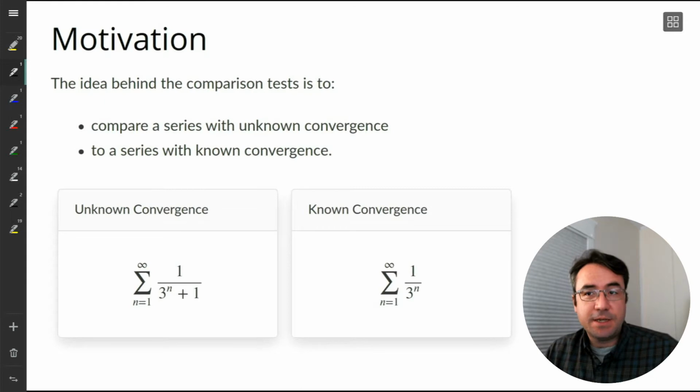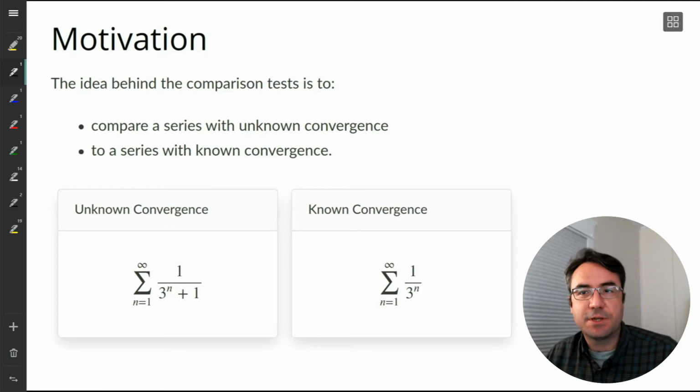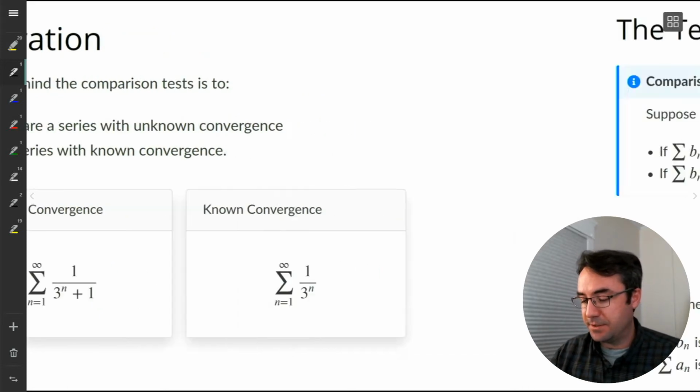But what we're going to see is we can relate this to a series about which we do actually know something. Here we have the series 1 over 3 to the n. This one's a convergent geometric series. So we're going to see how to use what we know about this series to tell us what's happening with this unknown series, the series with unknown convergence.